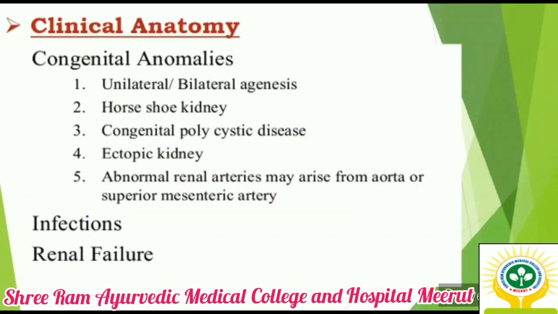Clinical anatomy: congenital anomalies, unilateral or bilateral agenesis, horseshoe kidney, congenital polycystic disease, ectopic kidney. Abnormal renal arteries may arise from the aorta or supramesenteric artery. Infections and renal failure.